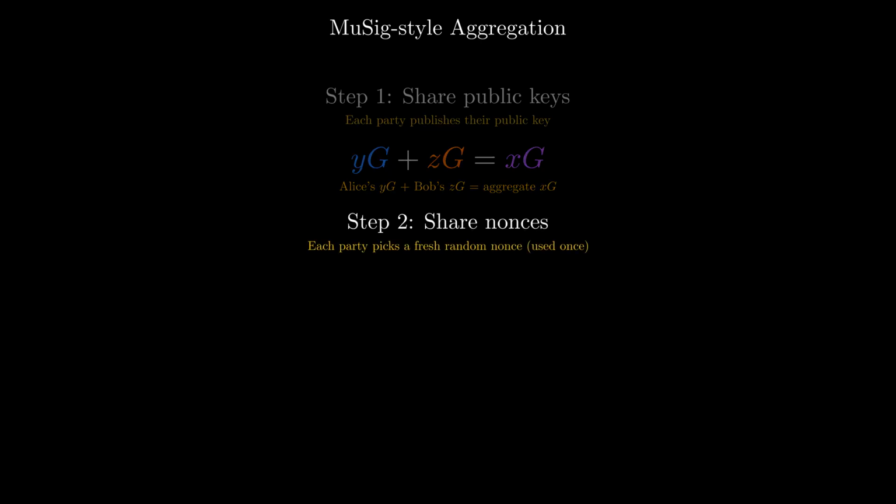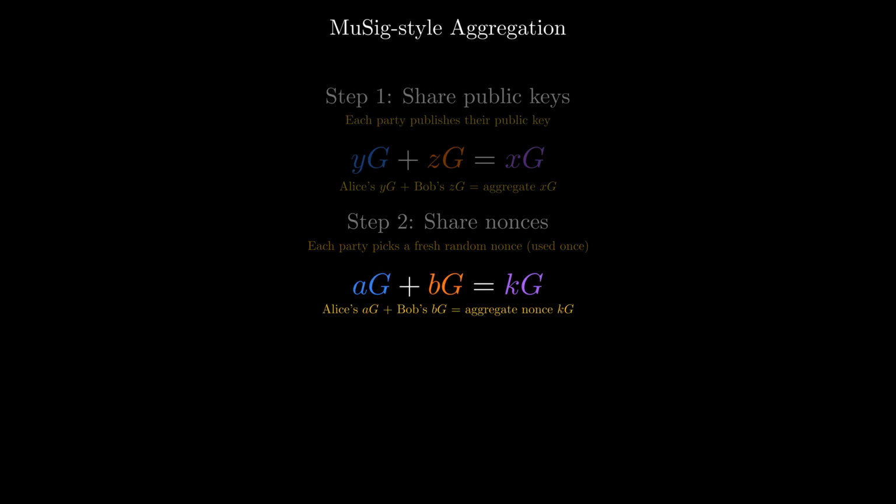Step 1. Each party shares their public key. Alice publishes Y times G, and Bob publishes Z times G, where G is the generator point on the curve. Adding these together gives the aggregated public key X times G. Step 2. Each picks a fresh random nonce, a number used once. Alice picks A, Bob picks B. They share A times G and B times G, which sum to the aggregate nonce K times G.